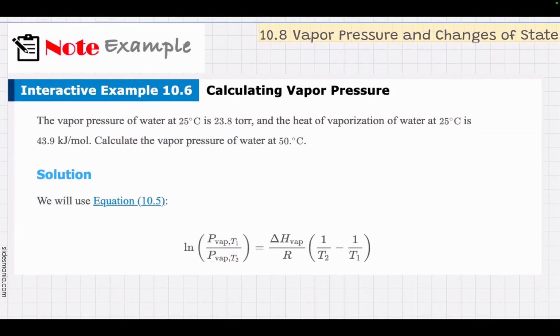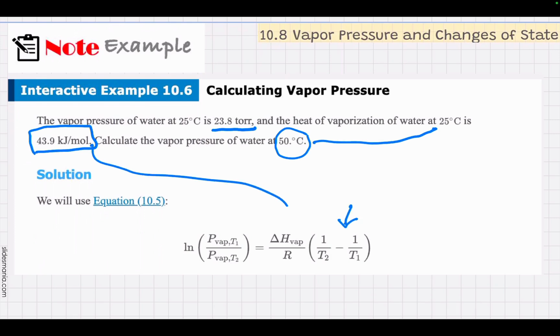So here's an example of doing a calculation with that equation. Here we know that the vapor pressure of water at 25 degrees is 23.8 torr. And we know that the heat of vaporization of water at 25 is 43.9 kilojoules. So what we want is the vapor pressure of the water at 50 degrees. So what we have here are two temperatures, which we would need to convert to Kelvin to plug in to this part of the equation.